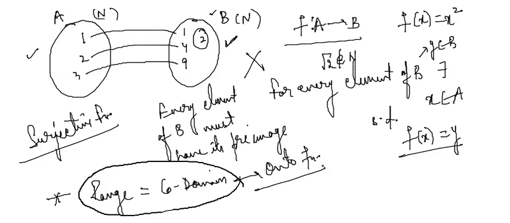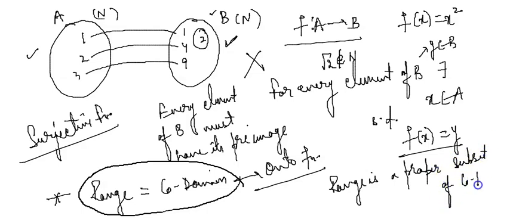And what is an into function? If the range is a proper subset of the codomain, that means it is not an onto function, that will be an into function. So if range is equal to codomain, that will be an onto function, and if range is a proper subset of codomain, that will be an into function. Now this concept is clear, what is an onto and what is an into function.